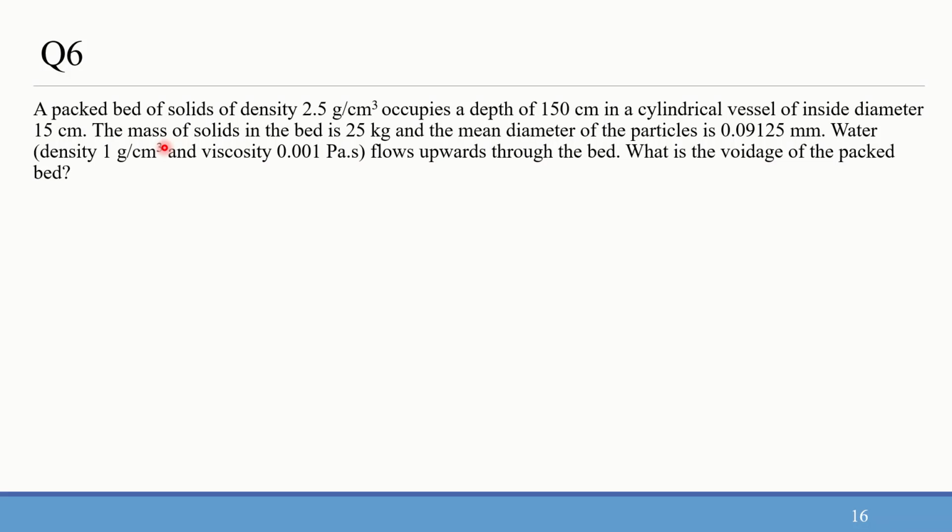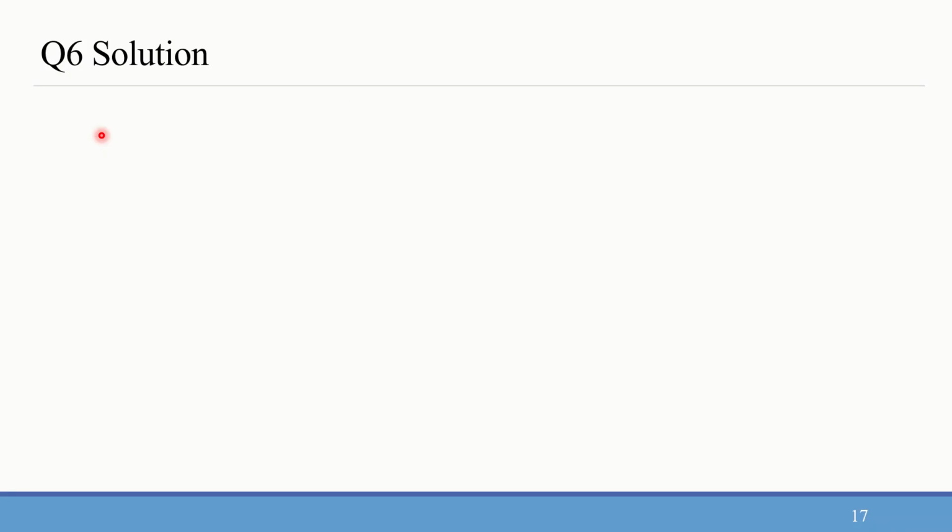How to get the volume of solids inside the bed? We know the mass of solids inside the bed and we know the density of solids inside the bed. So based on those two, we can get the volume of solids inside the bed, and volume of the bed we can calculate by using the dimensions given. That is, the depth of the bed is given and the diameter of the bed is given. So with both of that information, we can calculate the volume of bed. So we'll start the solution.